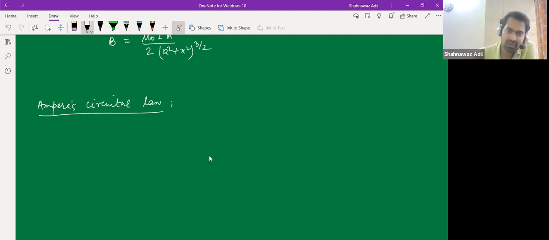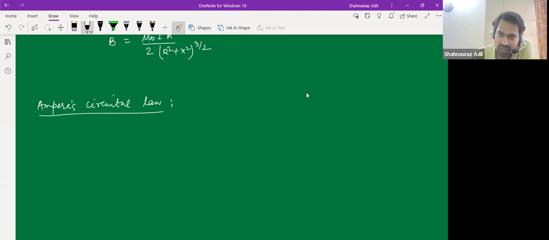Okay. But it is difficult, using Ampere's circuital law, to calculate for the circular wire. We can calculate for long straight wires. We can calculate for the solenoid. We can calculate for the toroid. We can calculate for thick wires, but we cannot calculate for the circular wire. Okay. So what is this Ampere's circuital law?